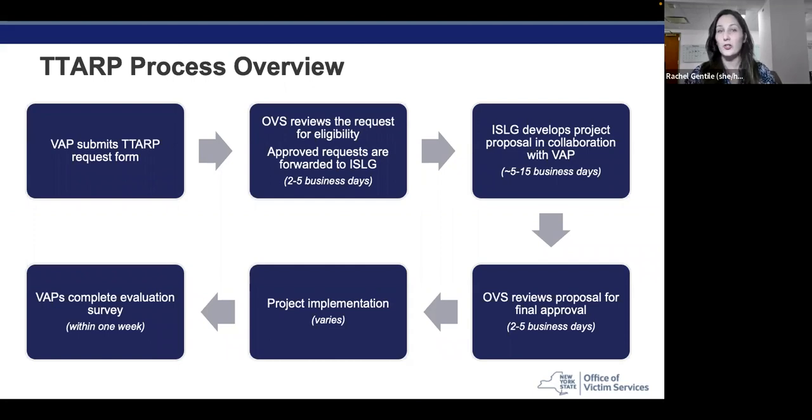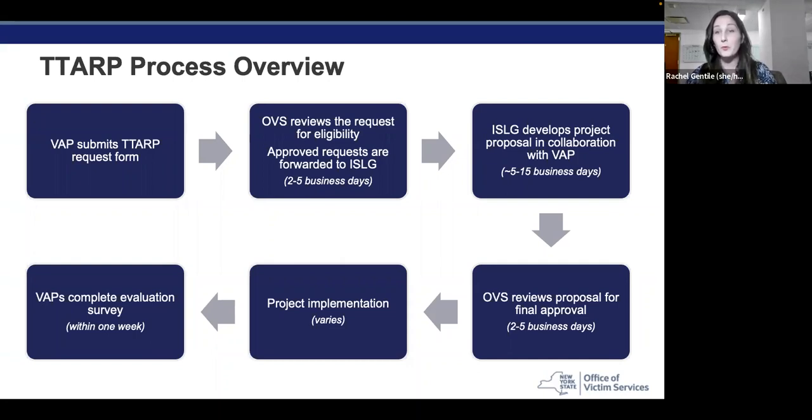Once we do that initial eligibility, we forward it to ISLG and say, here you go, here's a program request. Work with them and create a proposal. ISLG will then reach out to you. They'll develop the project proposal in collaboration with you. That generally takes about 5 to 15 business days, give or take, depending on the scope of the program. It might take a little longer, might be really quick.